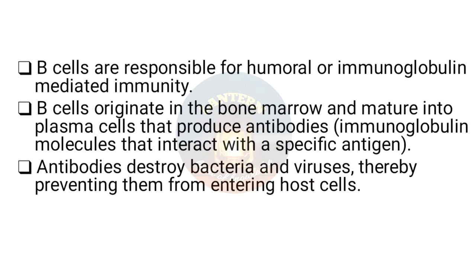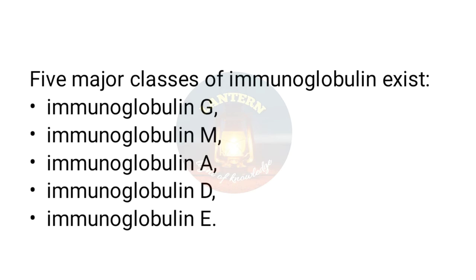B cells are responsible for humoral or immunoglobulin-mediated immunity. B cells originate in the bone marrow and mature into plasma cells that produce antibodies. Antibodies are immunoglobulin molecules that interact with a specific antigen. Antibodies destroy bacteria and viruses, thereby preventing them from entering host cells. Five major classes of immunoglobulins are immunoglobulin G, M, A, D, and E.